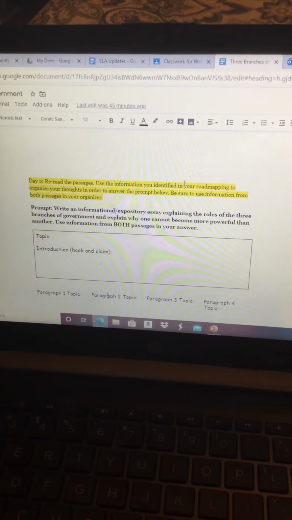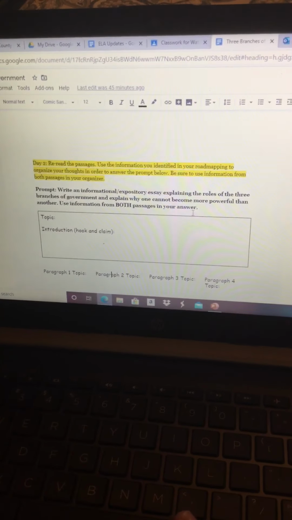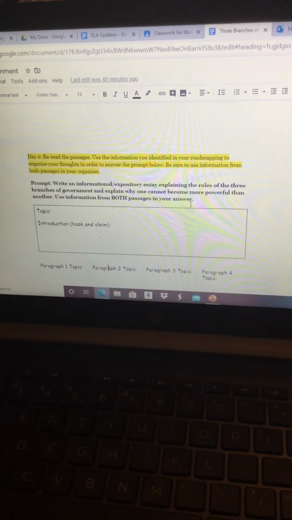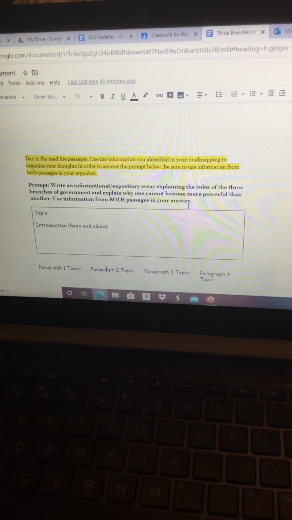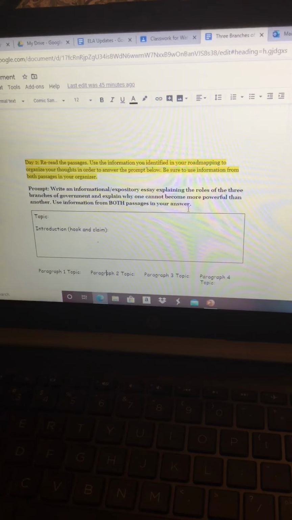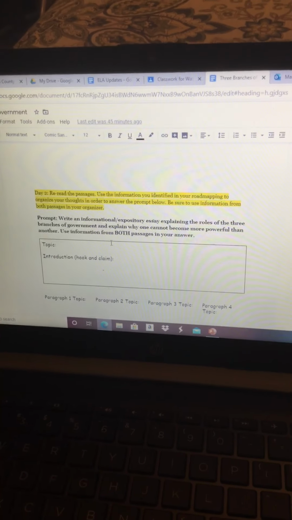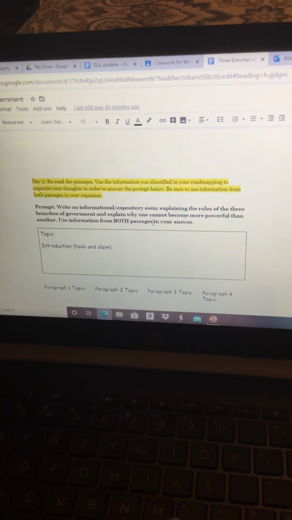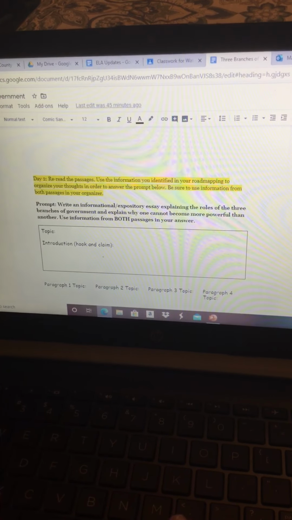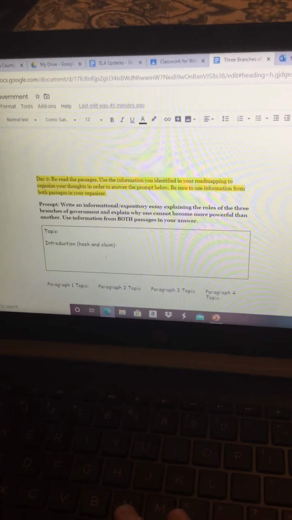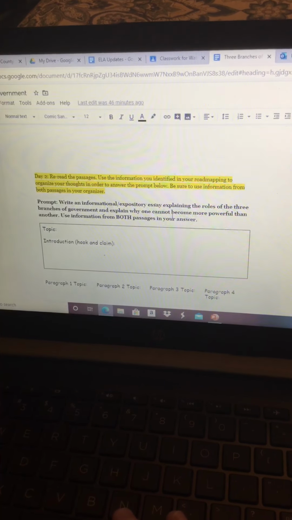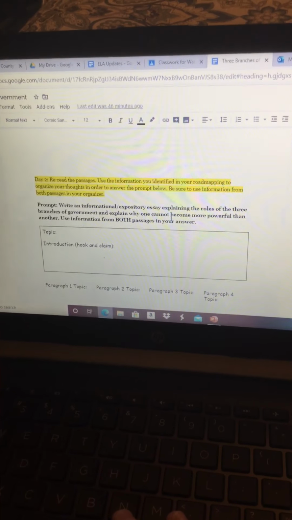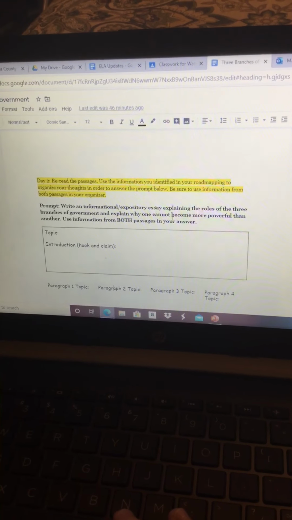So their prompt is here. Write an informational expository essay explaining the roles of the 3 branches of government and explain why one cannot become more powerful than another. Use information from both passages in your answer. So an informational expository essay means it's going to give just facts. Your child will need to explain the roles of all 3 branches of government and then explain the checks and balances system and explain why one cannot become more powerful than another.